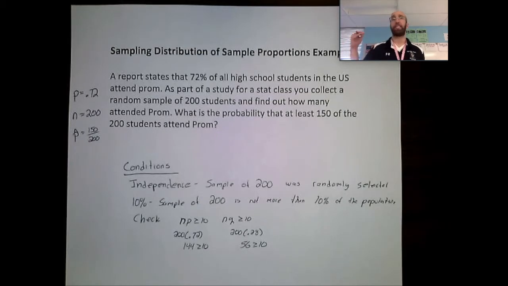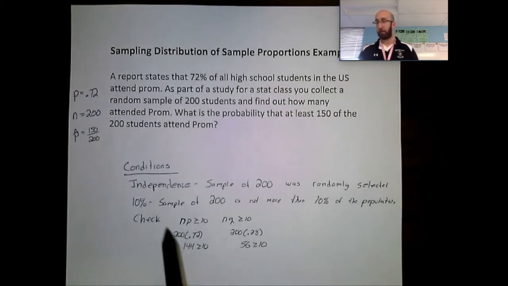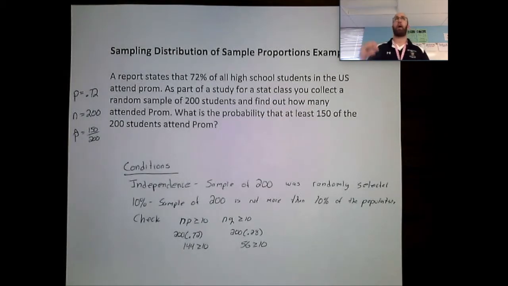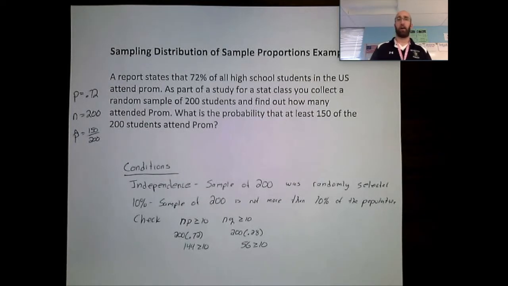These conditions need to be true before I can do anything else with this problem. We'll talk about why in a second. The first thing I check is independence. How do you check that? You check, was the sample randomly selected? The sample of 200 was randomly selected. Great, we have independence. Next, I check the 10% condition. I want my sample not to be too big. The sample needs to be less than 10% of the population. If my sample of 200 was exactly 10% of the population, that means my population is bigger than 2,000 high school students. That is true. So the sample of 200 is not more than 10% of the population.